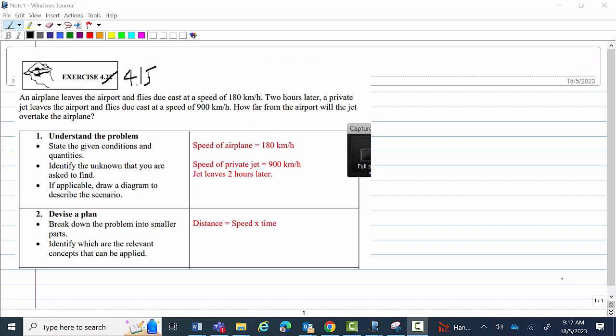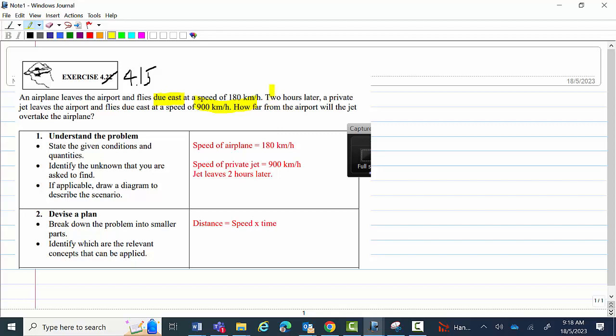This is exercise 4.15. To help you understand the problem, devise a plan, implement the plan, and then check the answer. An airplane leaves the airport and flies due east at the speed of 180 km per hour. This information is important. First is the direction, flying east, and then the speed is 180 km per hour.